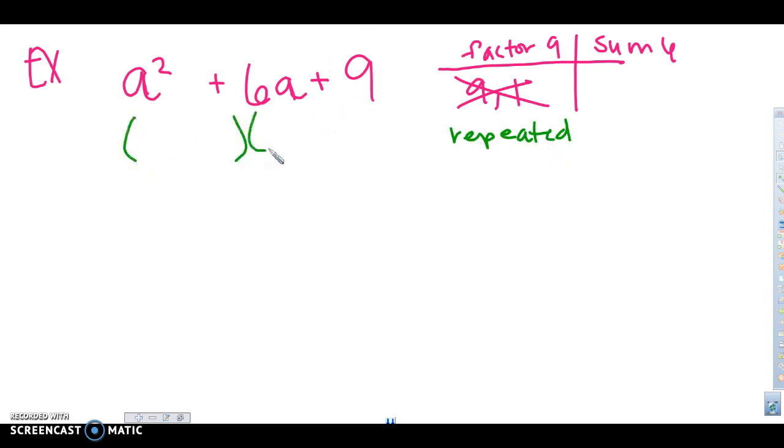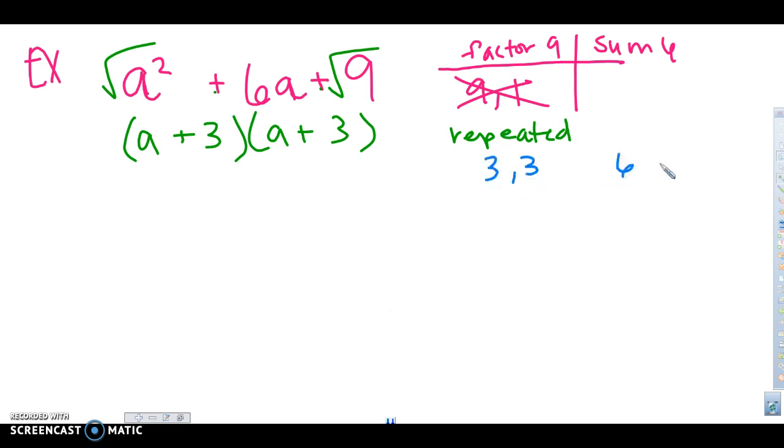The easier way to do this is just to go ahead and take the square root of my a term and my c term. Square root of a squared is a. I have plus signs in the middle, so those are going to be pluses. Square root of 9 is 3. And if I did that on my factors chart, 3 and 3 are factors of 9, they sum to 6, that works. I plug them in here, that works, and it all checks out. And that's just dandy. Try this next one on your own.